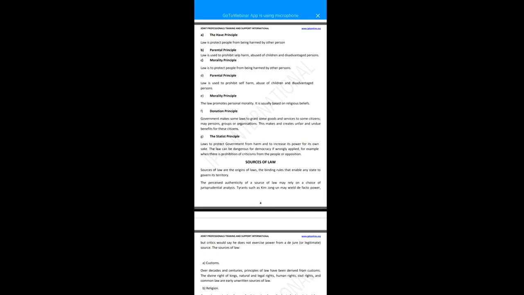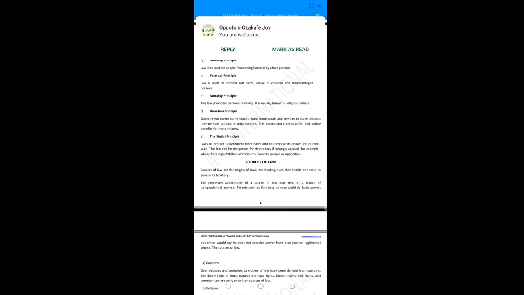And the last one is the status principle. Law is there to protect government from harm and to increase its power for its own sake. The law can be dangerous for democracy if wrongly applied, for example, when there is prohibition of criticism from the people or opposition. So the status principle is telling us that the law is there to protect the government from the people, either through criticism or opposition.